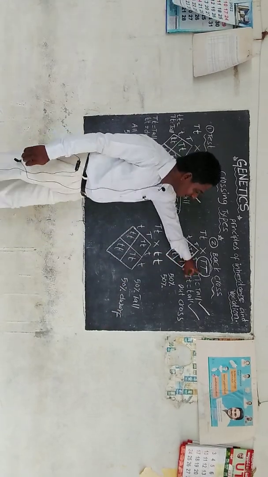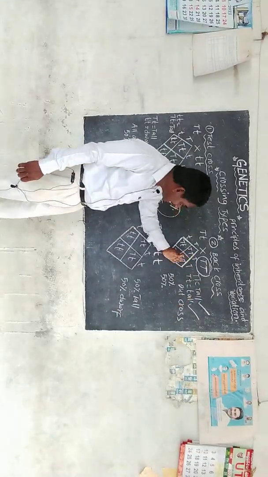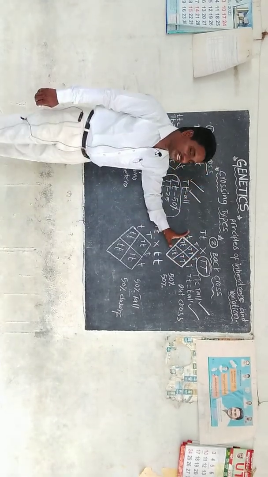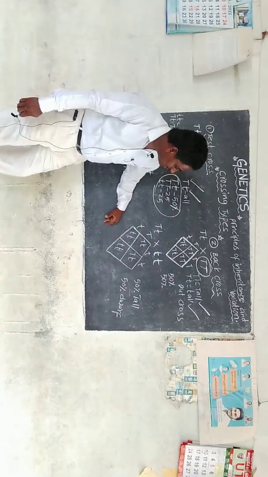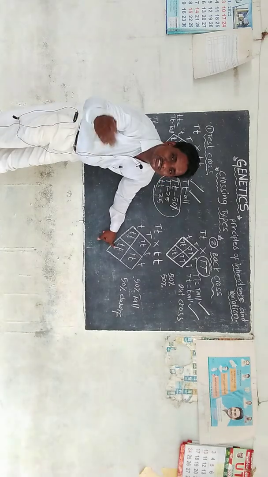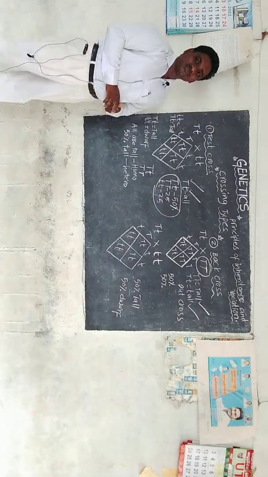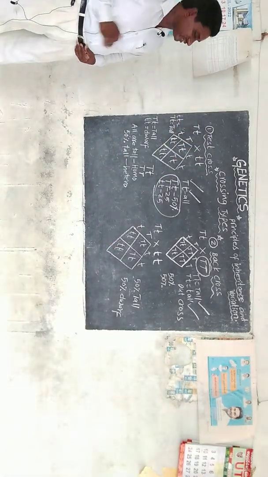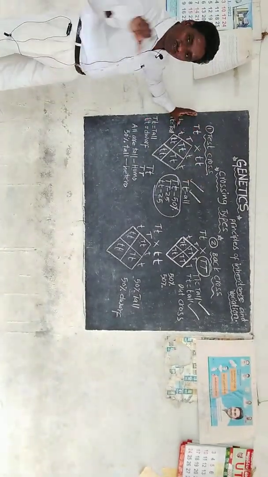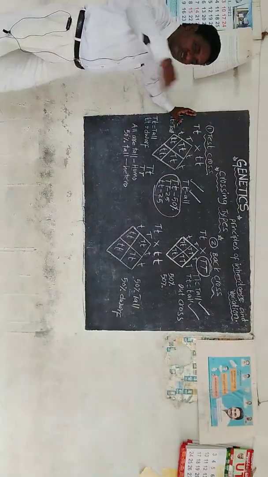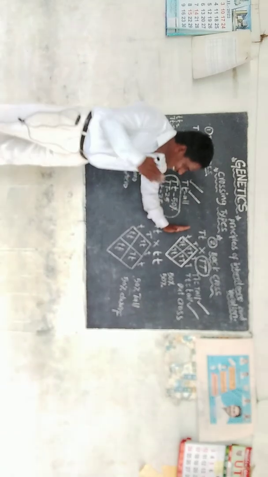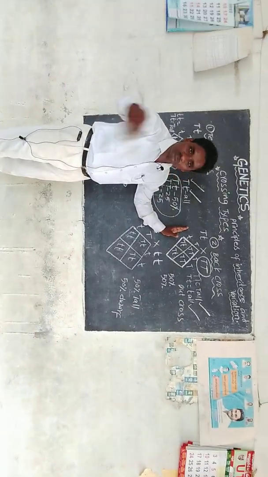But here all are tall plants, but the genetic ratio is different: 50% homozygous tall, 50% heterozygous tall. But here 50% heterozygous tall and 50% homozygous dwarf. Now I think you have understood the difference between the test cross and back cross. Test cross is done to find out what is responsible for the tallness of the plant. Back cross is done to carry the same genetic characters from parent to next generation.